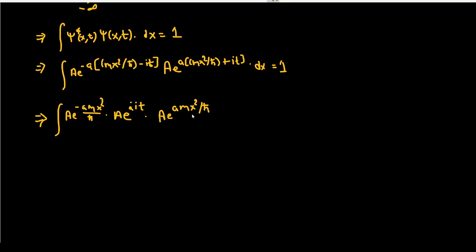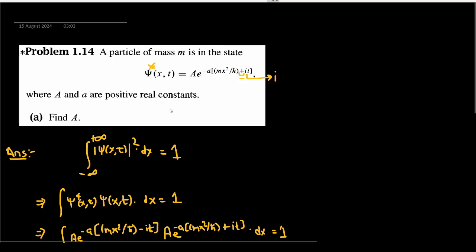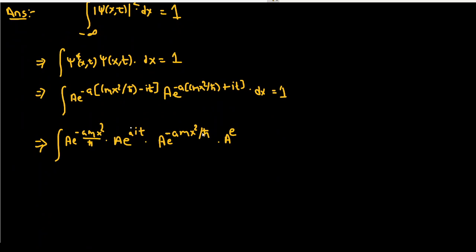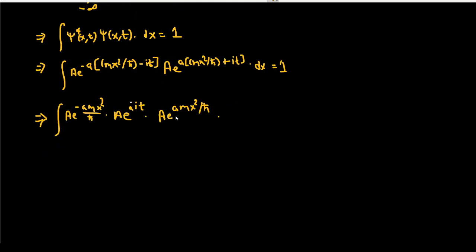Here, oh sorry, here is a minus sign. Yes, there is a minus sign here, and so it becomes minus. Then the expression contains minus, and here it contains A e to the power of minus a iota t, dx is equal to 1.